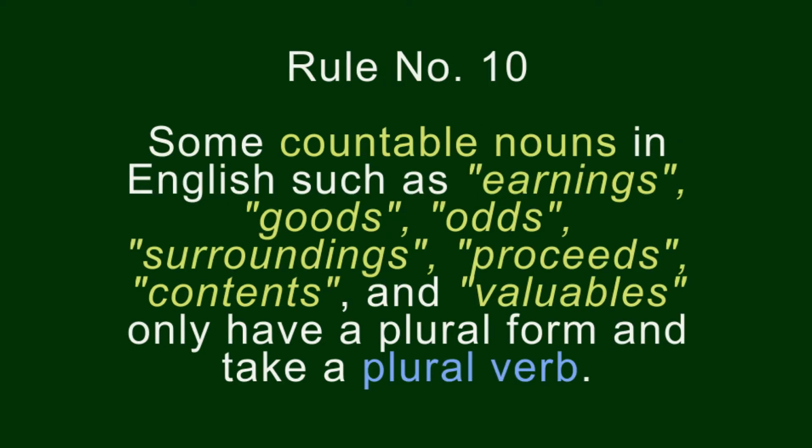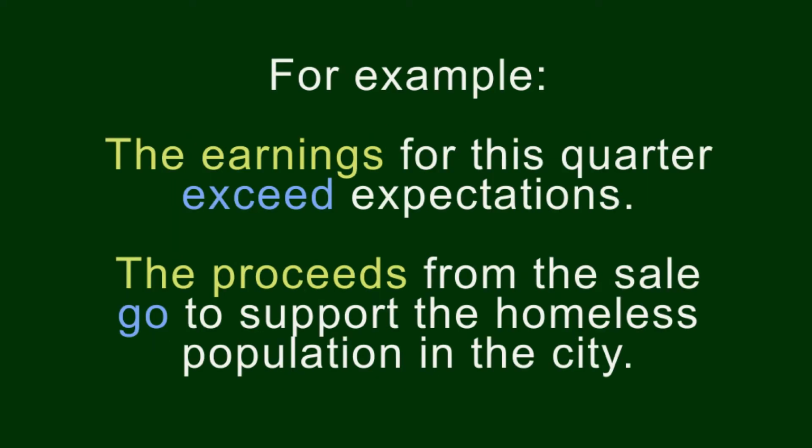Next rule. Some countable nouns in English, such as earnings, goods, odds, surroundings, proceeds, contents, and valuables, only have a plural form and take a plural verb. For example, the earnings for this quarter exceed expectations. Next example, the proceeds from the sale go to support the homeless population in the city. So the proceeds, being something that we can count, must be paired with a plural verb.